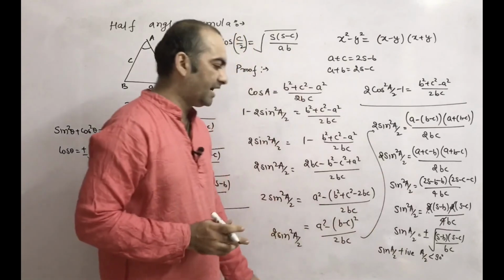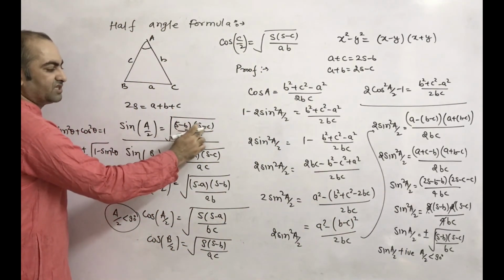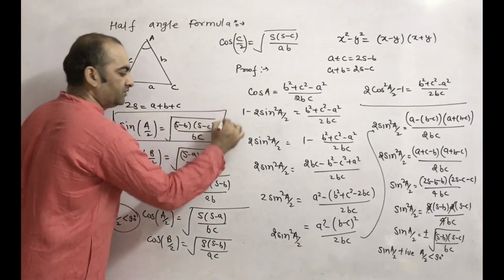So what will come? sin A by 2 will come what? Plus root over (s minus b) into (s minus c) divided by bc. So this is your proof.